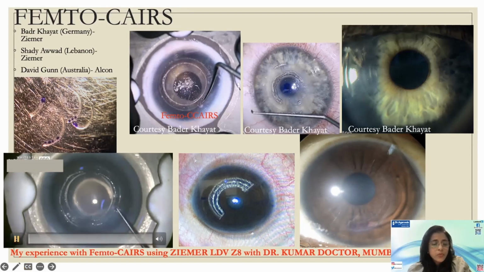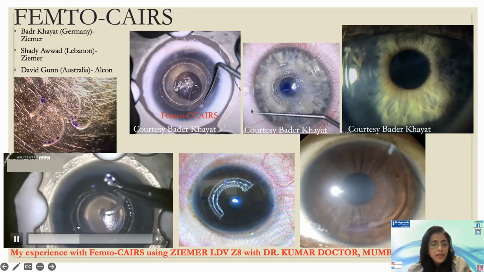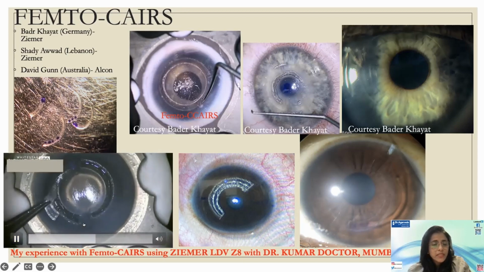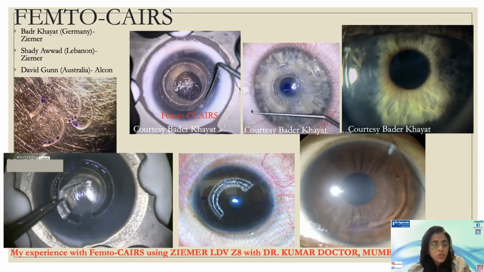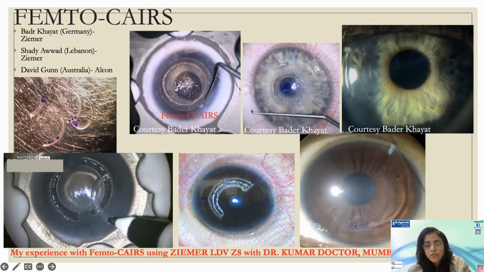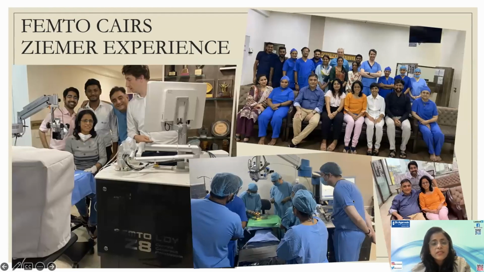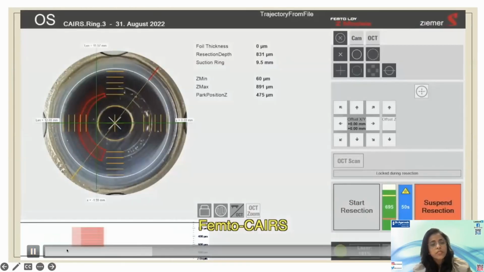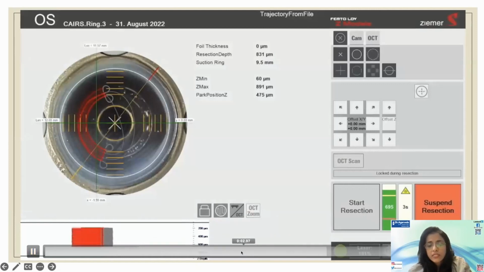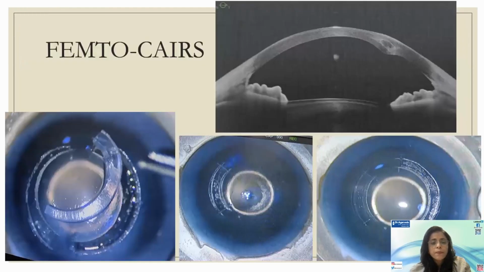And here's my experience with femtocares using the Ziemer Z8. I did this with Dr. Kumar in Mumbai. And you can see here the beautifully cut asymmetric segments, the customized CARES, which you can also create with the Ziemer. And they come out really beautifully. And here's a patient with a segment implanted post-operatively, and you can see it here as well. So this was our experience at Dr. Kumar's clinic. This is the software that's being used to create these customized segments. And of course, you can also create the femtosecond tunnel, making it an all femto procedure.